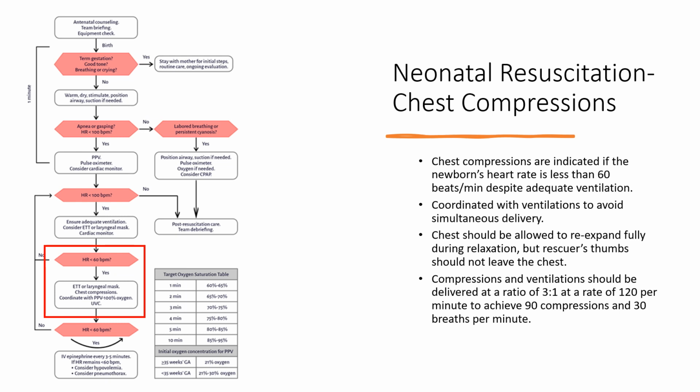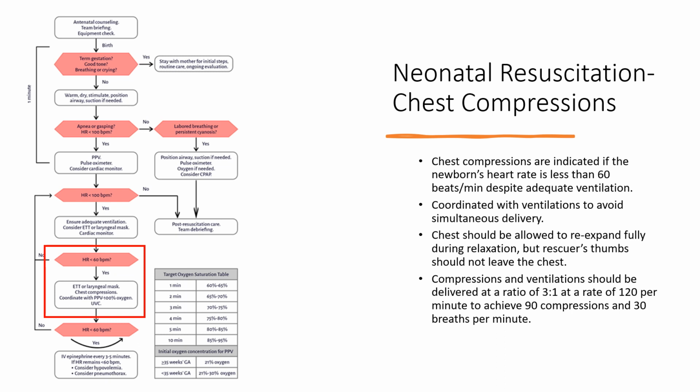So here is the entire algorithm all in a row, from when I just pull in different parts of it to look at it. If we look at it from the very top, we're going to do our team briefing, equipment check. Birth comes out, term gestation, good tone, breathing or crying, give it to mom. If not, warm, dry, stimulate, position airway, suction if needed. If there's apnea or gasping, no. Breathing, persistent cyanosis, we'll position airway, suction if needed, pulse ox, O2 if needed, consider CPAP. And then post-resus care, team debriefing.